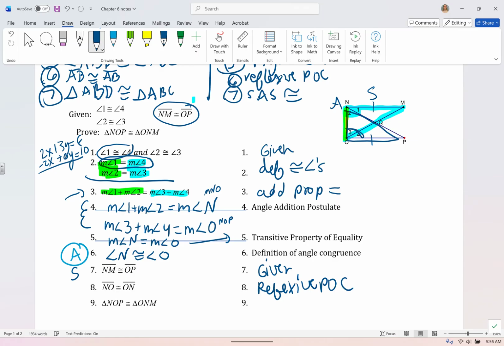Okay, and so in the top triangle, we know two sides and the angle in between them match the two sides and the angle in between them in the bottom triangle. So side angle side congruence is what we use. So there we go.